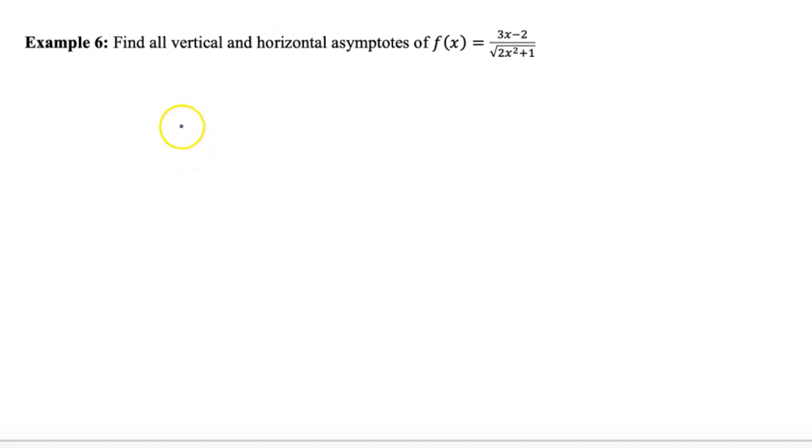So we're continuing with a few more examples of situations where we are going to need to find vertical and horizontal asymptotes of a function using limits. So let's remember, where does a vertical asymptote occur? Vertical asymptotes occur where this function is undefined.